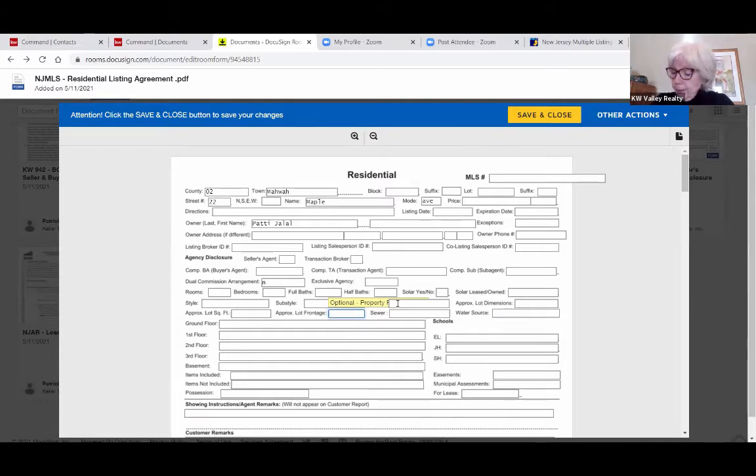Would you like me later to show you how to get the tax map and the tax search? I know I've done it before. Maybe some of you would like to see it again.